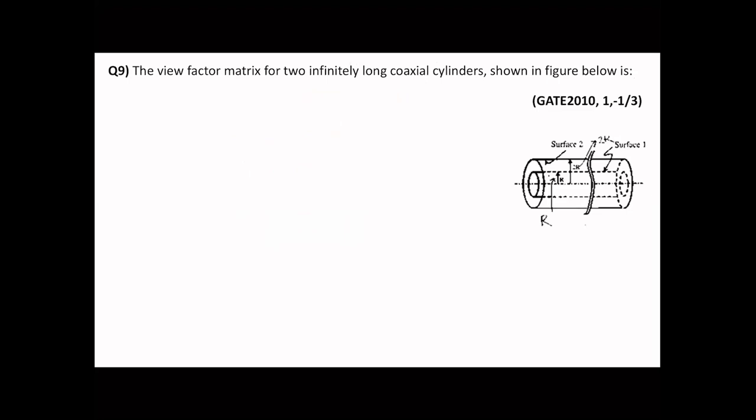So in this particular question, you are asked to generate a matrix of view factors for two infinitely long coaxial cylinders as shown in the figure. The radius for the smaller cylinder is R, and the radius for the bigger cylinder is twice of R, and you need to calculate the view factors for them. So we have a matrix like this.